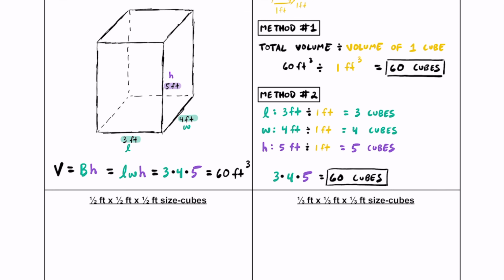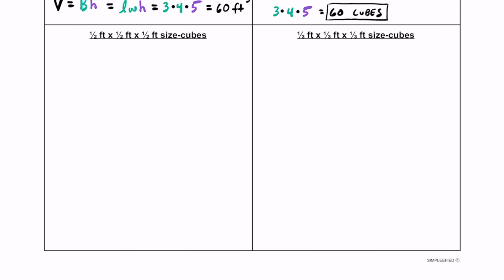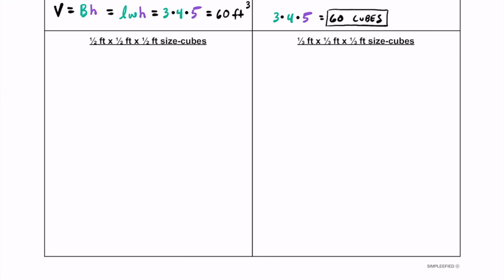Alright, so while that's the 1 by 1 by 1 feet cubes, let's go ahead and take a look at the half by half by half ones. And these ones are a little bit trickier to understand. So let's start by just sketching out a little cube first. So this time we're going to be filling up the rectangular prism with these half by half foot cubes. So they're actually much smaller than the ones that we were dealing with earlier, so we should be able to fit more of them inside of the rectangular prism.